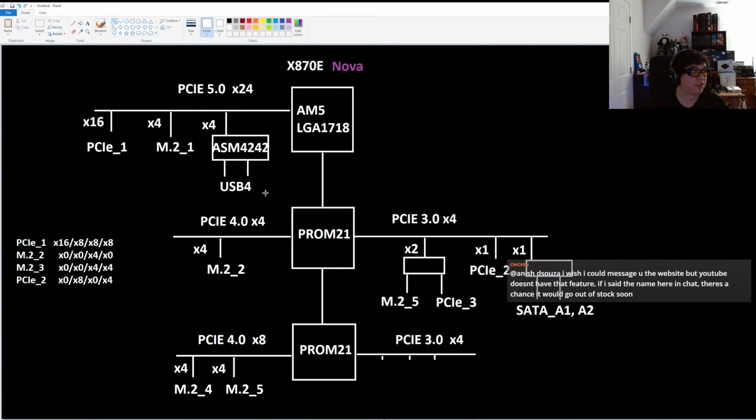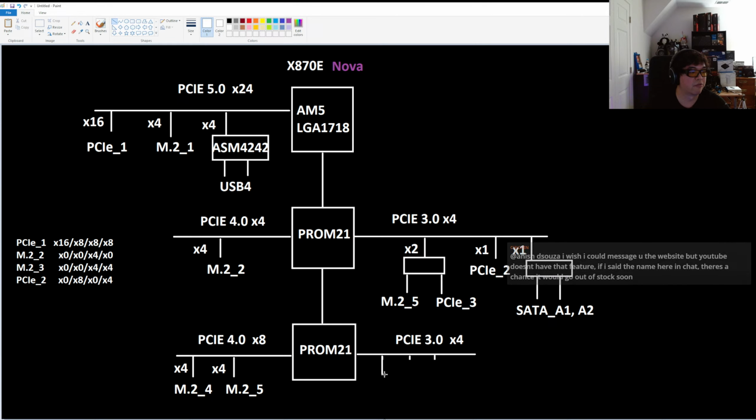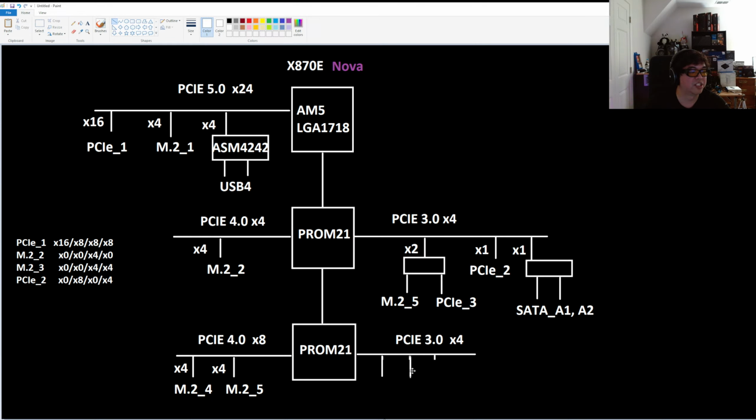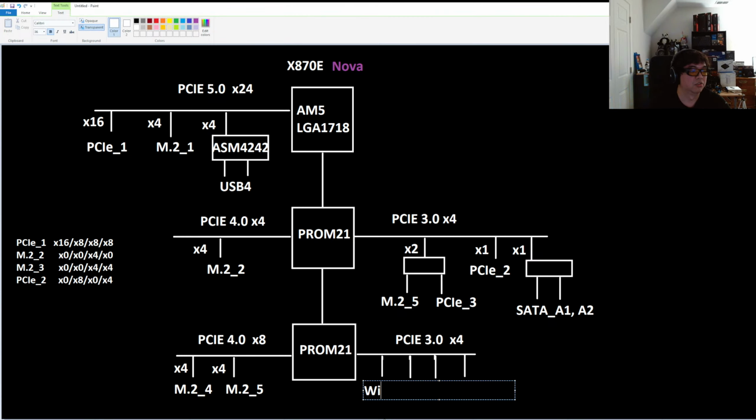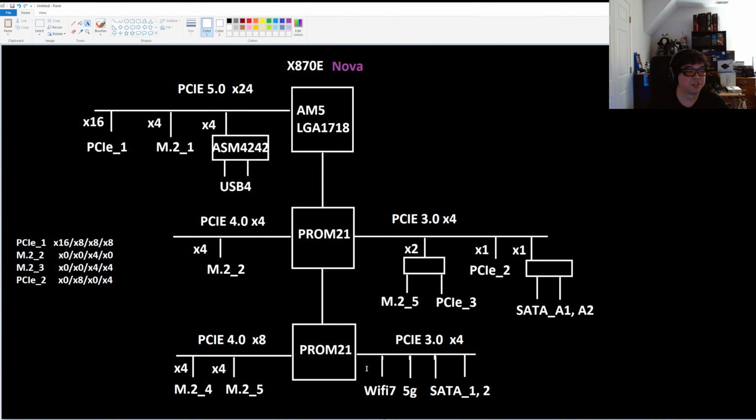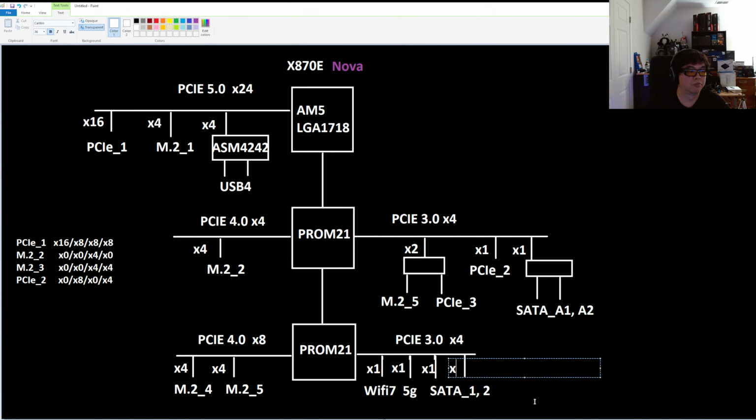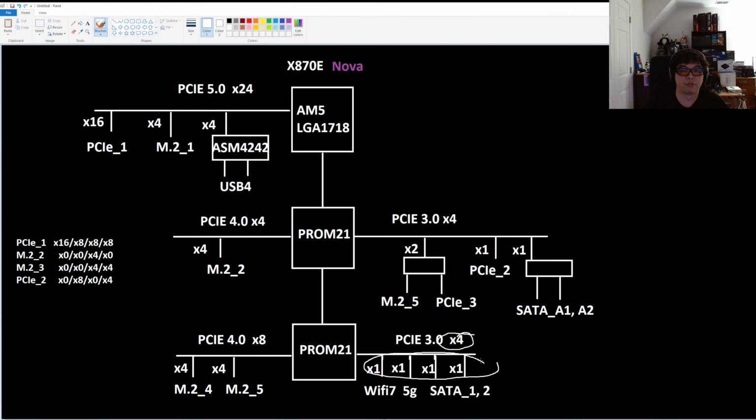And then down here at the very bottom, you have all the networking stuff. You got Wi-Fi 7, you got 5 gig LAN, and you have the 2 remaining SSDs. So, like I said, Wi-Fi 7, 5 gig LAN, and then we have SATA 1 and 2. Each one has their own lane. So this is 1, 1, 1, and 1. So again, like I said, the math checks out. 4 lanes available, all 4 lanes used.